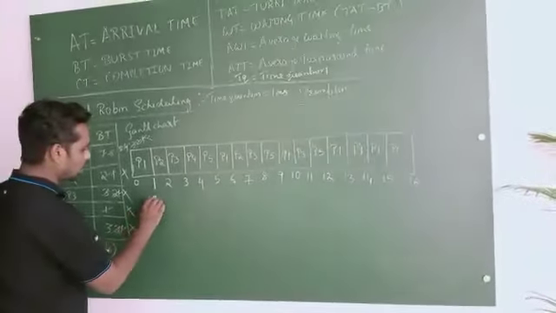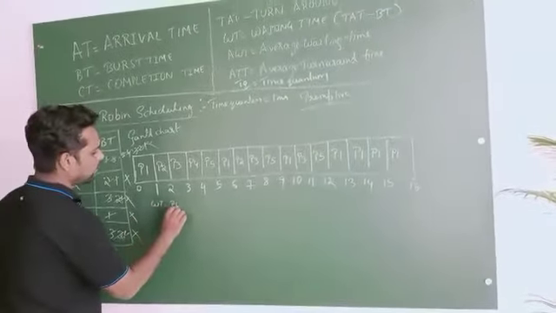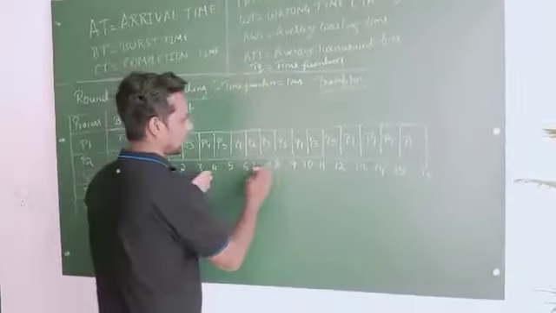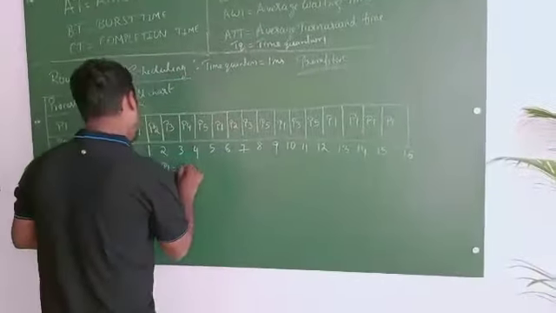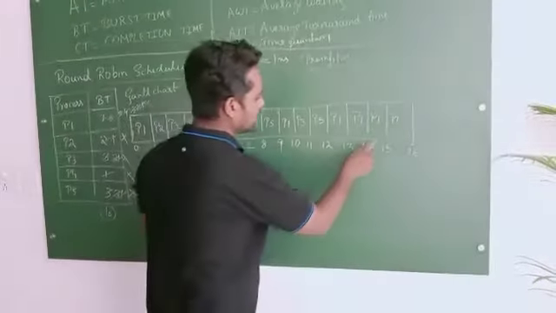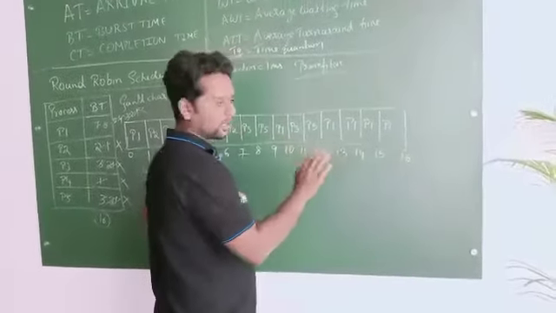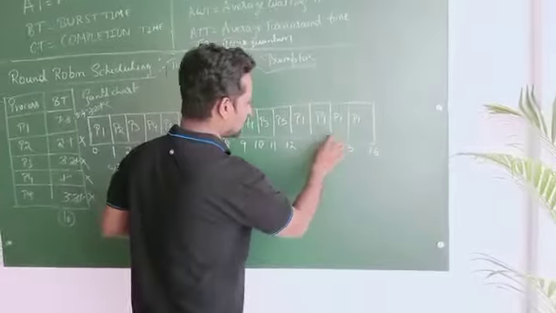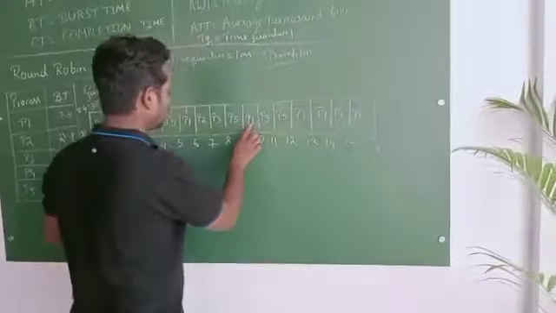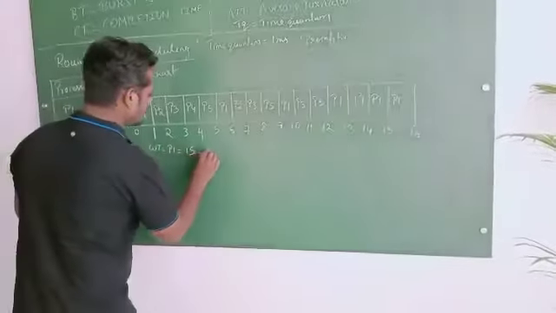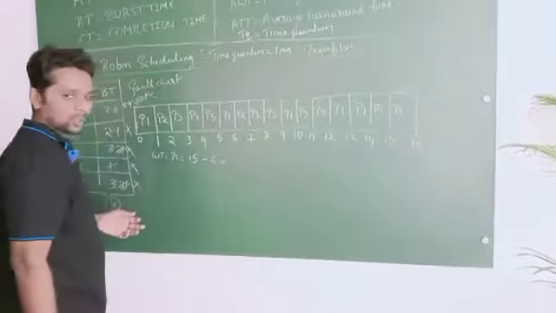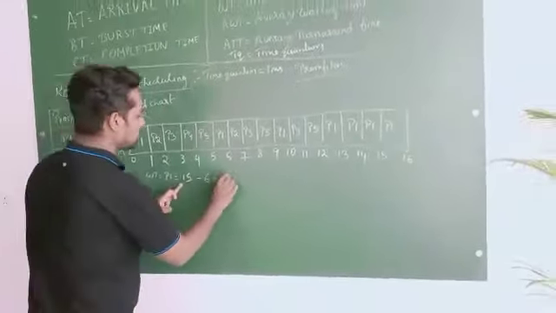Now, how to calculate the waiting time? For the P1 process, towards the right, the waiting time is 15. But I need to subtract, because here it has executed and has not waited at all. It has executed for 1 second each time: 1, 2, 3, 4, 5, 6. That means for 6 seconds it has not waited, it has executed. That's why 15 minus 6 becomes 9.